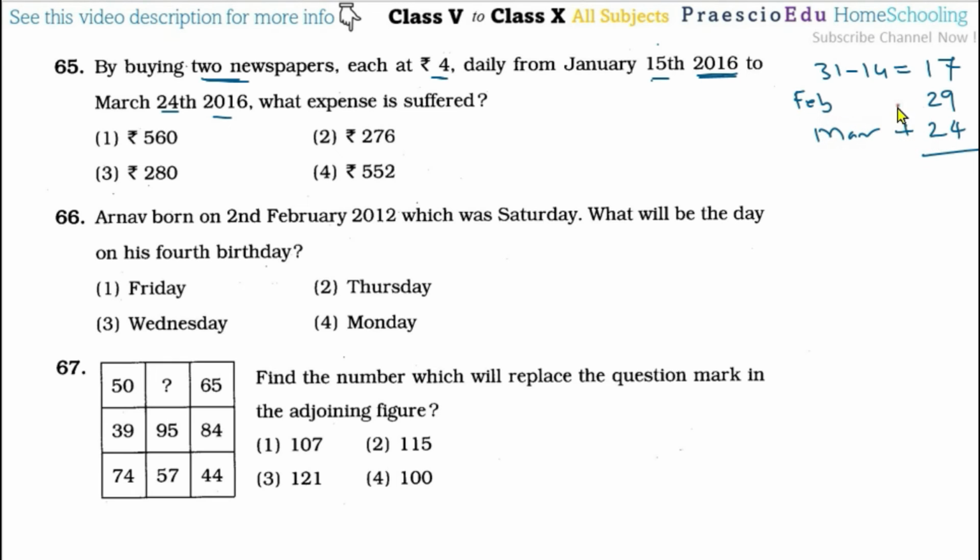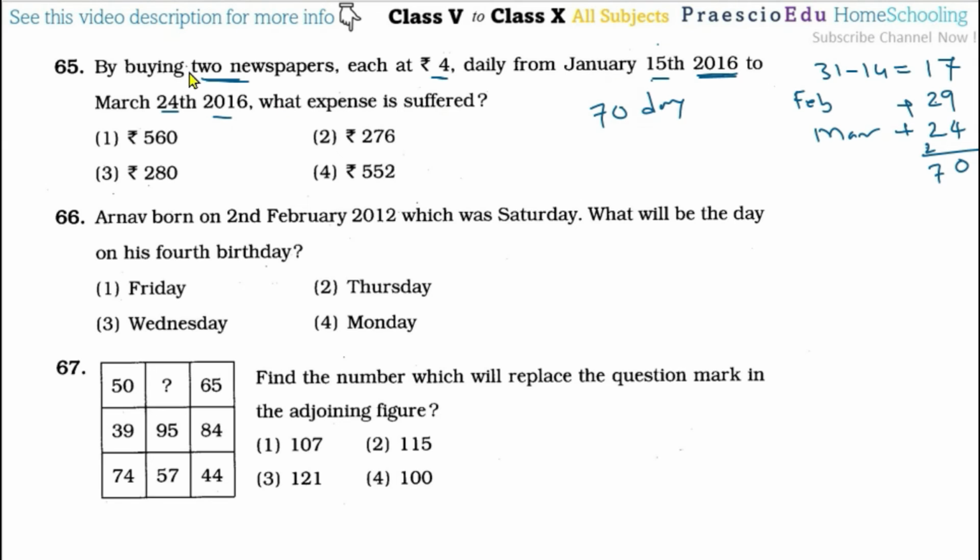So the addition of these gives the total days. So this is 7 plus 9 plus 4. So that is 20. So 0 here, 2 there. Now 2 in carry. So 2 plus 2 plus 2 is 6 plus 1, 7. So there are a total of 70 days the newspaper is purchased.